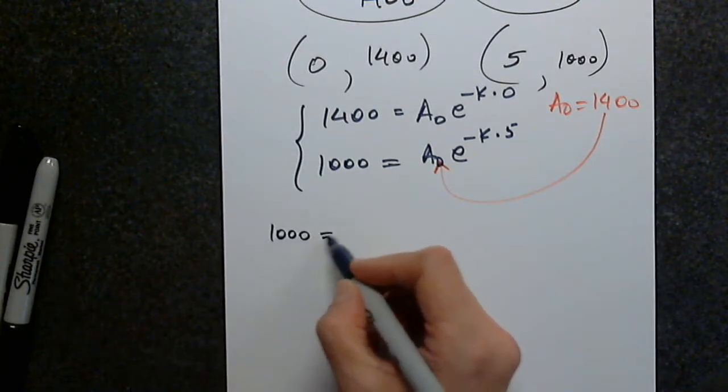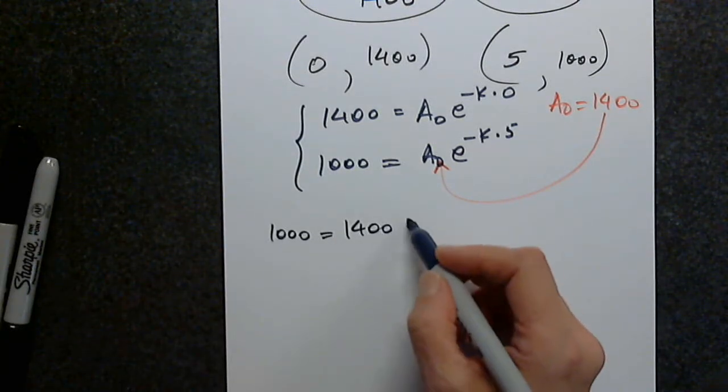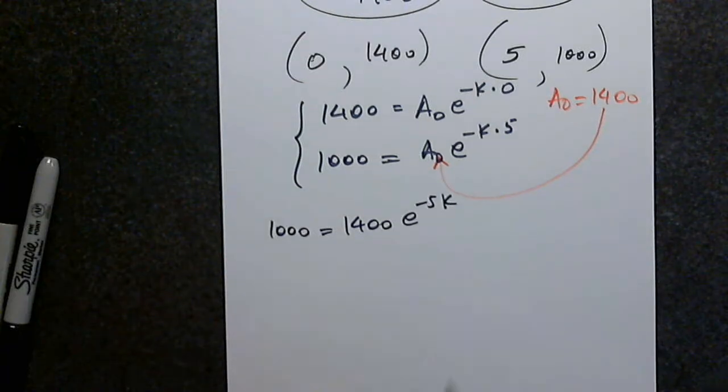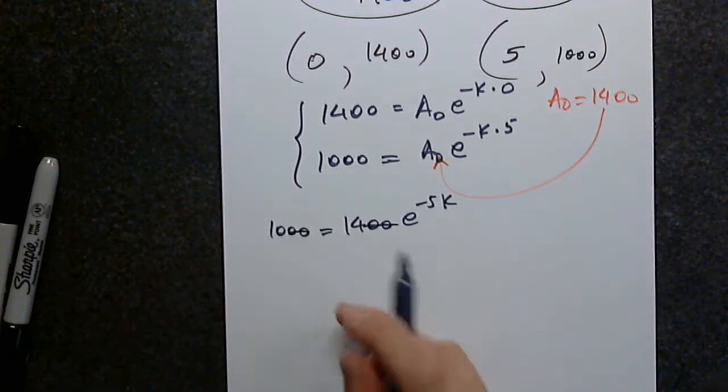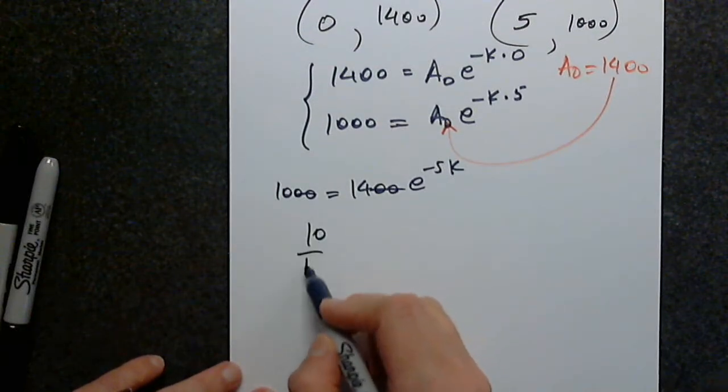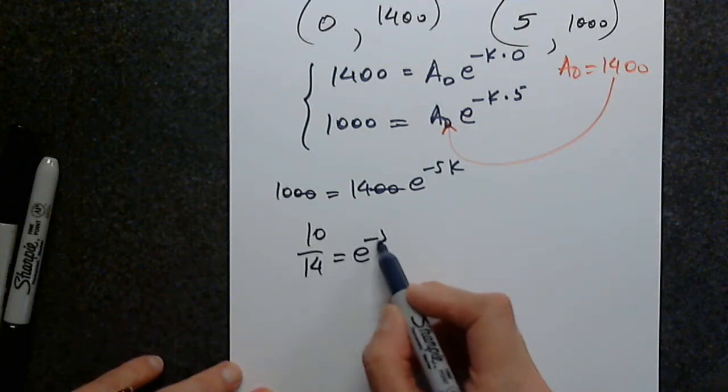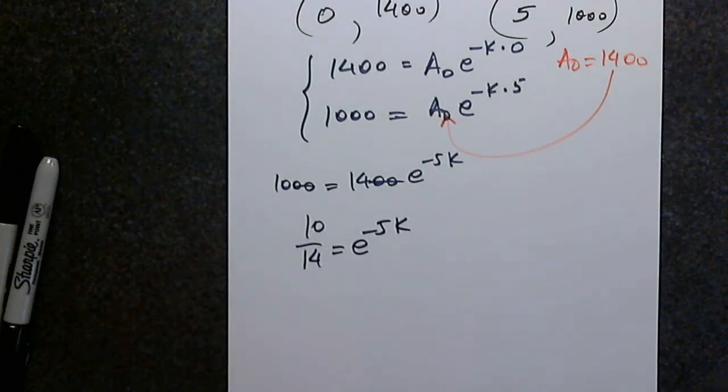1,000 equals 1,400 e to negative 5k. Now, in the second equation, once I solve it, I have k. But how do I do it? I have to get rid of 1,400. So this is 10 over 14 equals e to negative 5k. So far, so good.